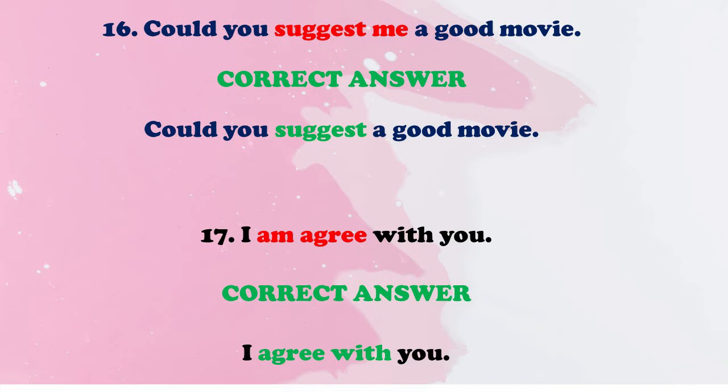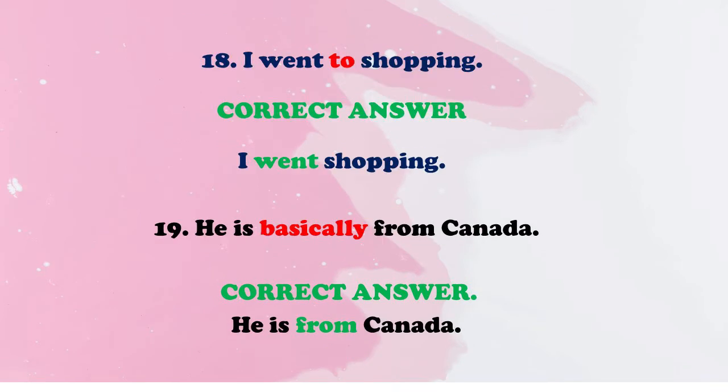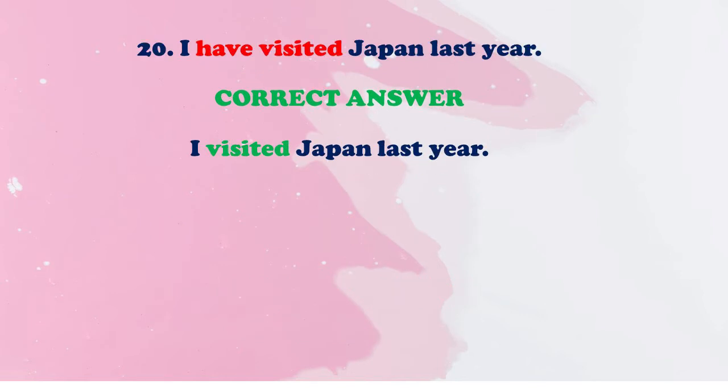The next one is a very common error that I see a lot of people make. The sentence is, "I am agree with you." This is incorrect. The correct way to say this sentence would be, "I agree with you." So the next one would be, "I went to shopping." This is incorrect. You would always say, "I went shopping." "I went to the mall" or "I went to the shop" is correct though. 19th. "He is basically from Canada." You can avoid the use of the word "basically" and simply say "he is from Canada." The last one would be, "I have visited Japan last year." You can avoid the perfect tense here in the sentence and you could say, "I visited Japan last year."